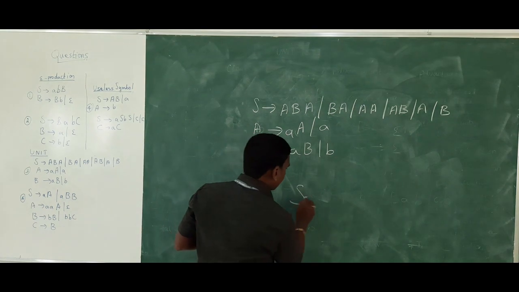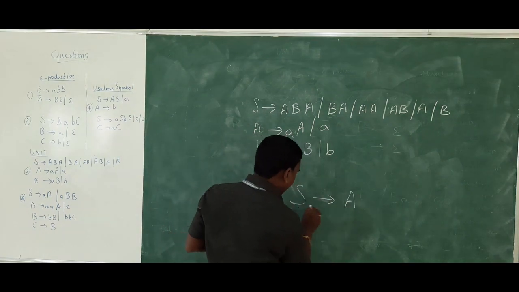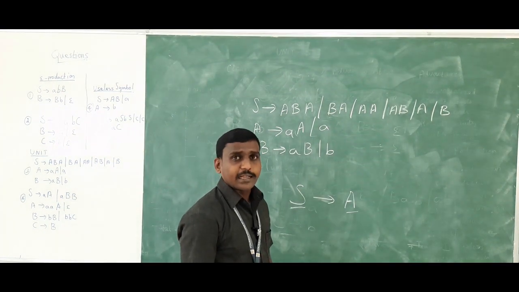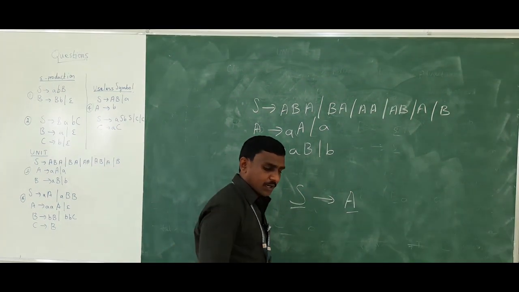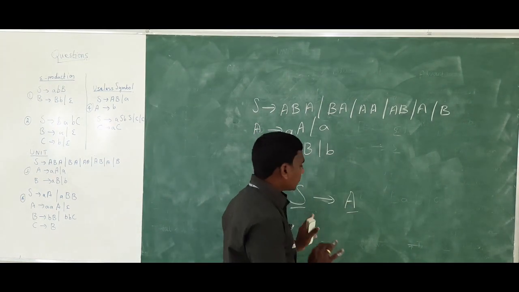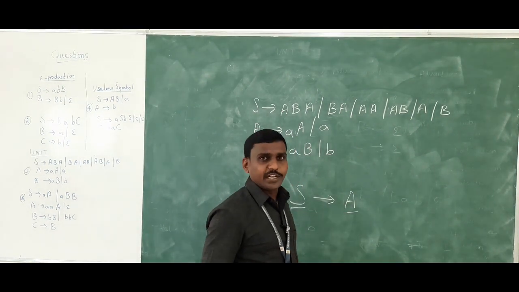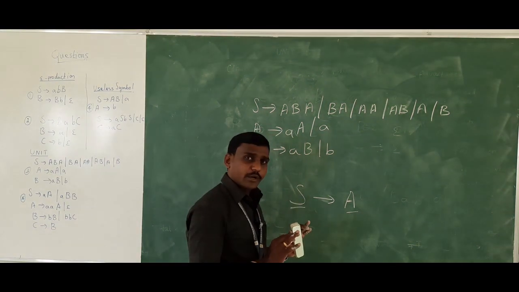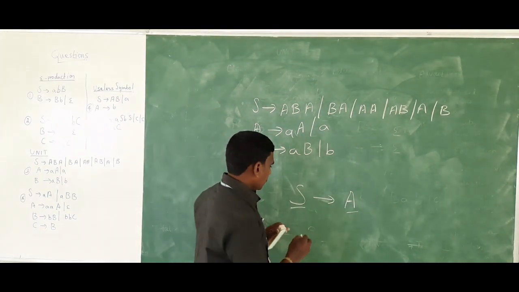Whenever a grammar has one variable tends to another one variable, that means S tends to A, that is called a unit production. And I will tell you how to find a unit production.